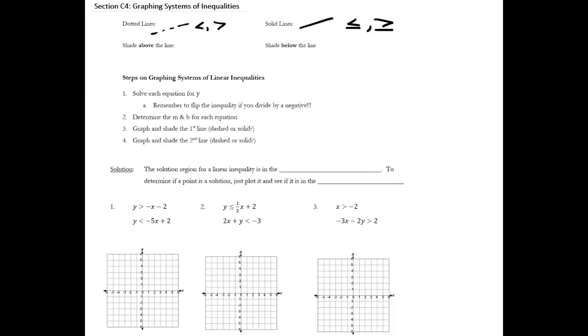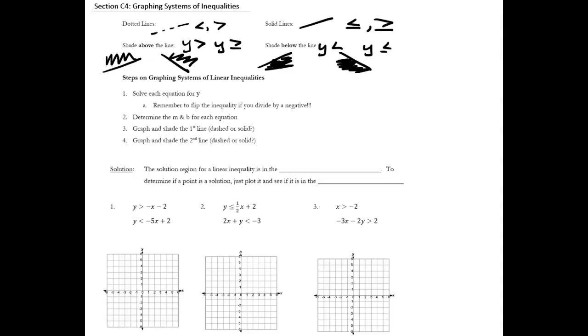And then remember, shading above is when y is greater than or y is greater than or equal to. And so above is this way or above is this way, depending on the slope of the line. Remember, we find the y-intercept, and then we shade above or below the y-intercept. Below is less than or equal to. So for this, if this is the y-intercept, I shade below. And for this one, if this is the y-intercept, then I shade below.